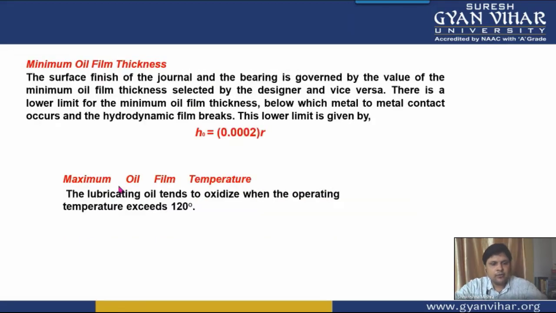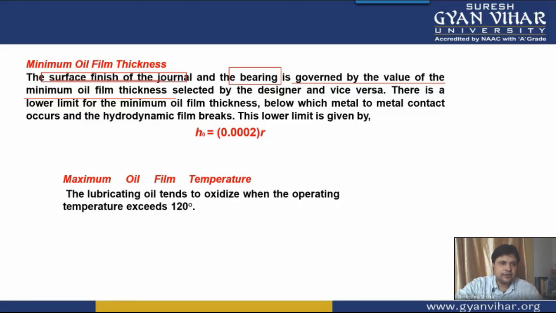Then after, minimum oil film thickness. This also I have told to you, there should always be some minimum oil film thickness between the journal and the bearing. The surface finish of the journal and the bearing is governed by the value of minimum oil film thickness selected by the designer.